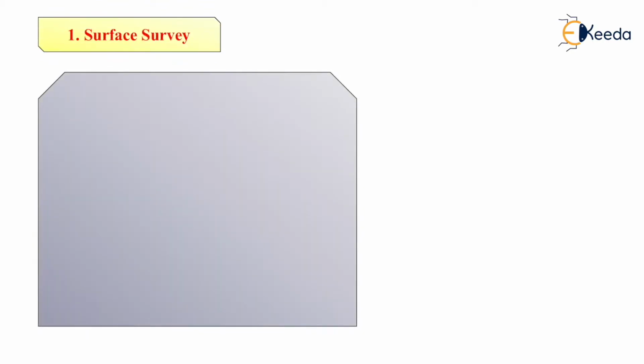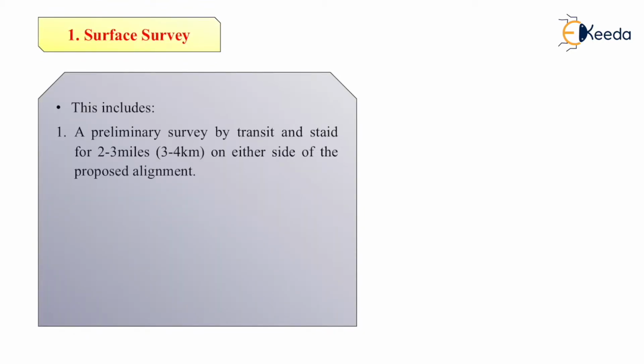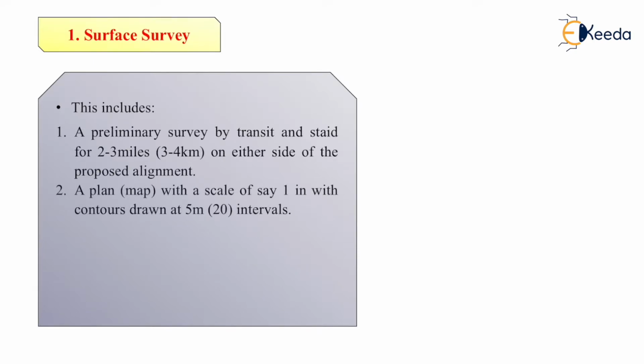The first step is surface survey. This includes a preliminary survey by transit and stadia for 2 to 3 miles, that is 3-4 kilometers, on either side of the proposed alignment. A plan or a map with a scale of say 1 inch, with contours drawn at 5 meter or 20-meter intervals, is generally used. The final alignment is selected from this plan.